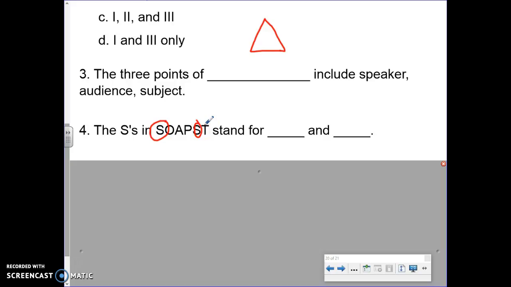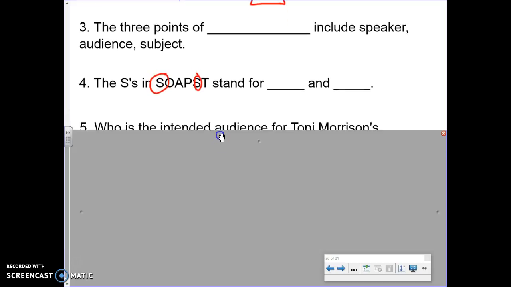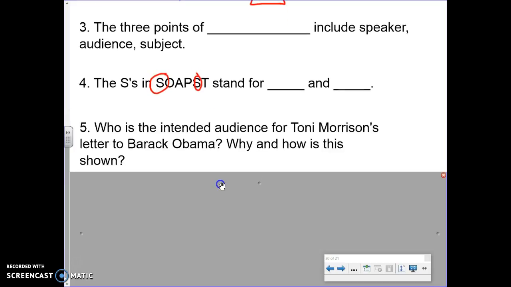And if you know the terms and you're truly studying them and have your note cards and are flipping through them, then this should not be a problem for you. Okay, the last style of question is going to be short answer. Who is the intended audience for Toni Morrison's letter to Barack Obama? Why and how is this shown?